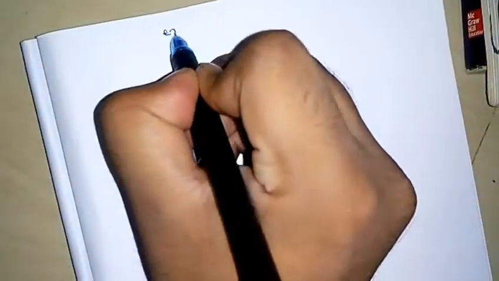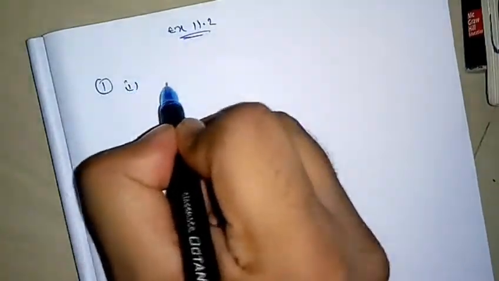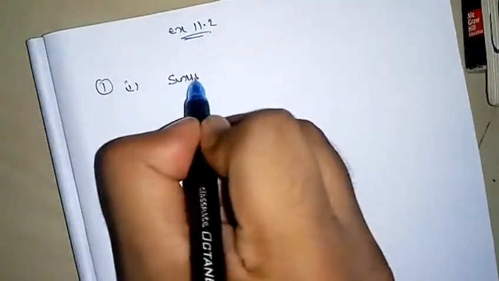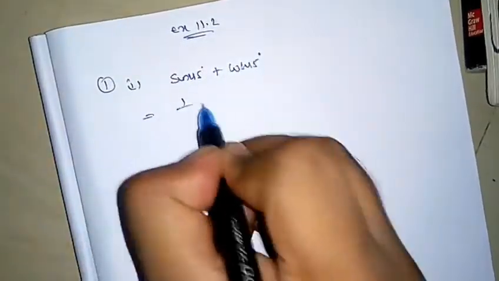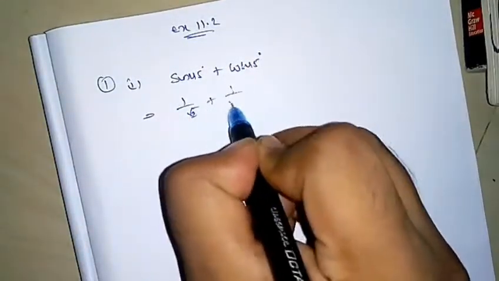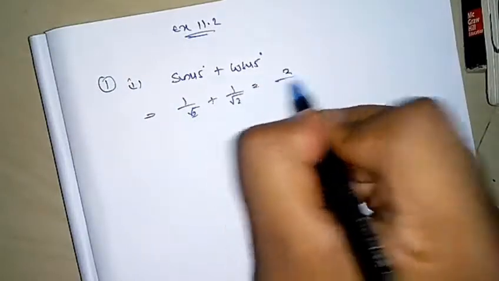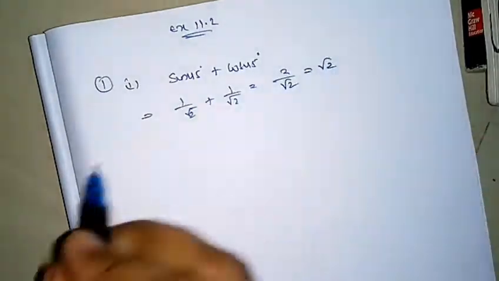Let's start exercise 11.2. Okay, first bit, first one. Sine 45 degrees plus cos 45 degrees. This is sine 45 is 1 by root 2 plus cos 45 is 1 by root 2, which is equal to 2 by root 2, which is equal to root 2.